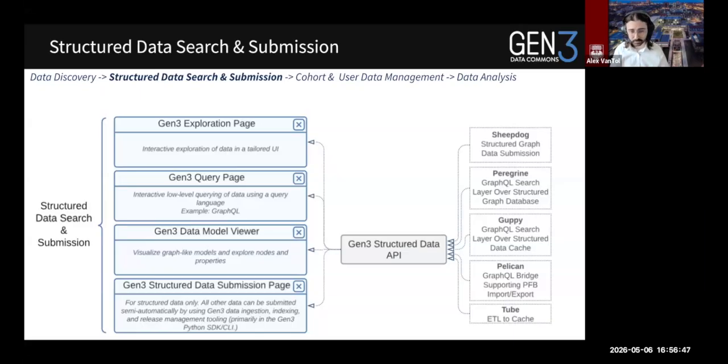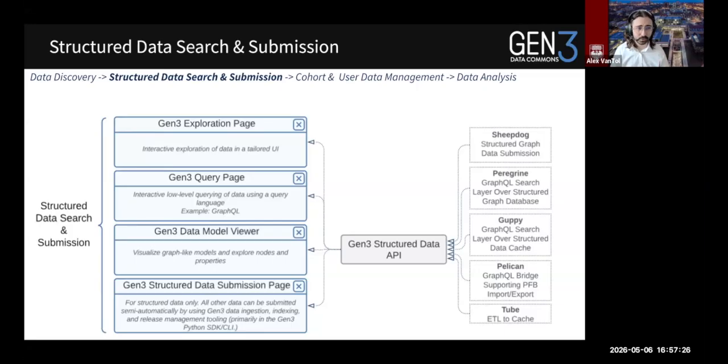So the errors Chris was showing that you get, that's validating the incoming data against the data model that's been defined and letting you know when it does not match the required types or naming conventions. Sheepdog is the service behind the scenes that is handling the structured graph submission. So it's doing the validation, and it's also storing the data in a Postgres database. We have a custom wrapper on top of Postgres, which is an open source database solution, that is able to do a kind of graph-like representation of data.